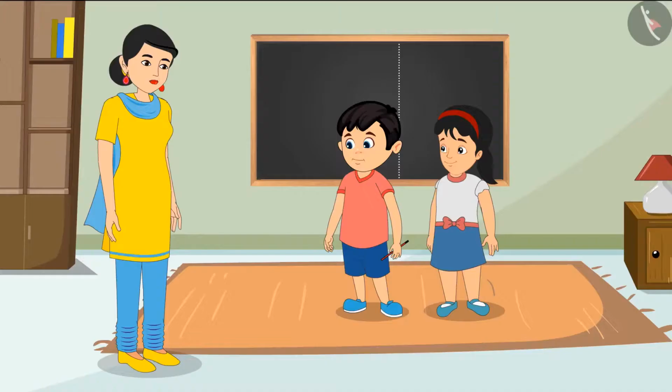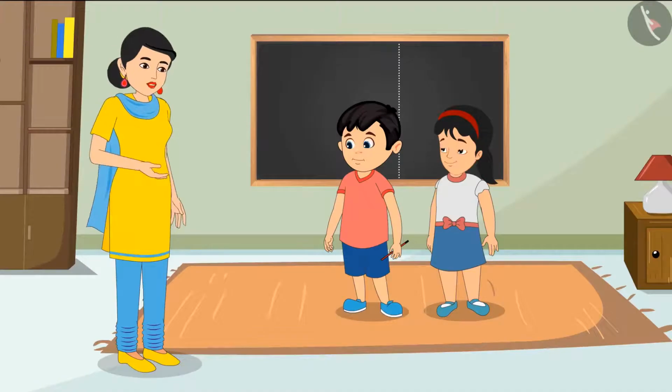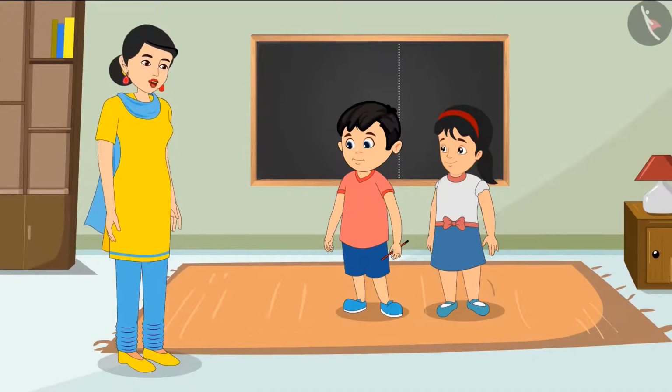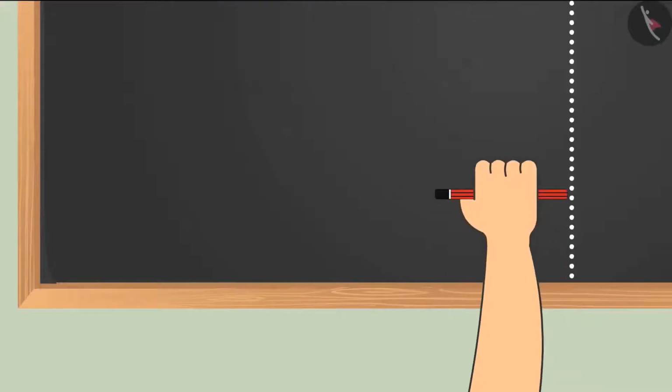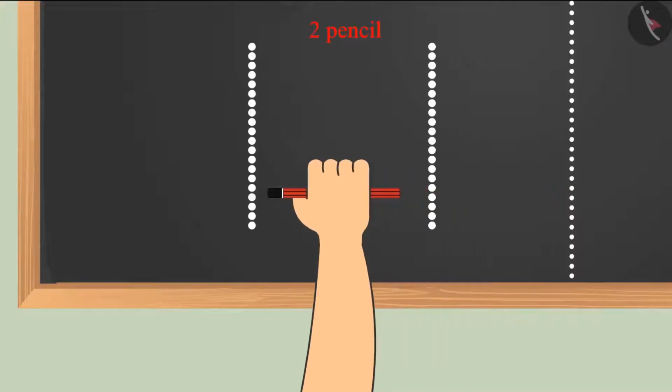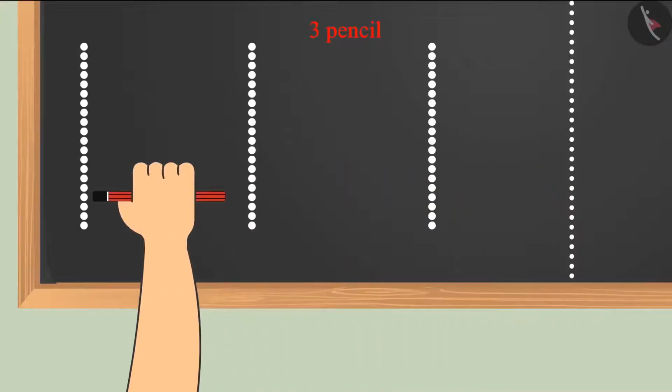Chotu gets the pencil from the table. Chotu, first keep the pencil at the starting point and see how many pencils are required to measure. Okay, Mummy. Chotu begins to measure the space with his pencil. 1 pencil, 2 pencils, 3 pencils.